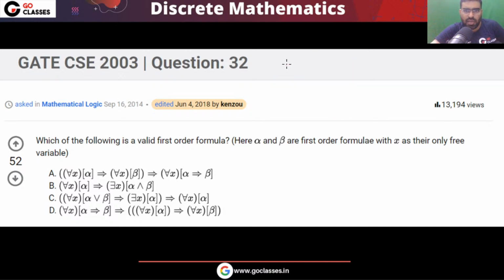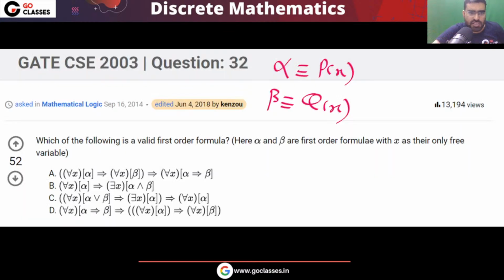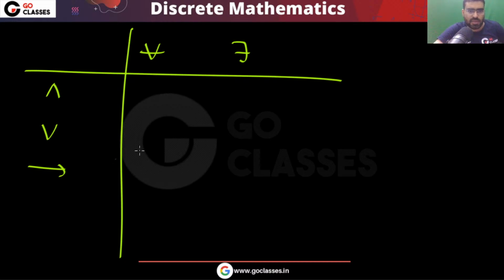Okay, so what I'm saying is that alpha is nothing but px and beta is nothing but qx. Now let's see. This table you already know. For all x, there exists, and, or, implication, only these things are needed for this question. Only these things we need. This is the table.